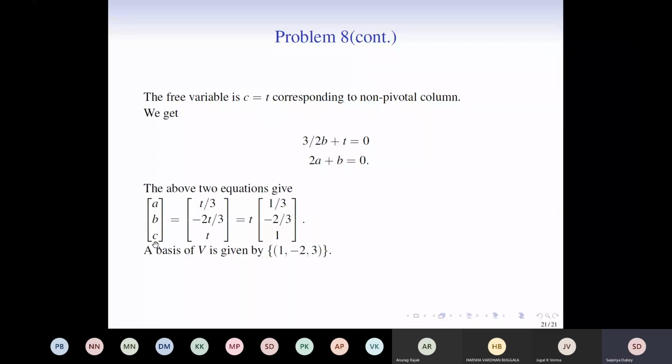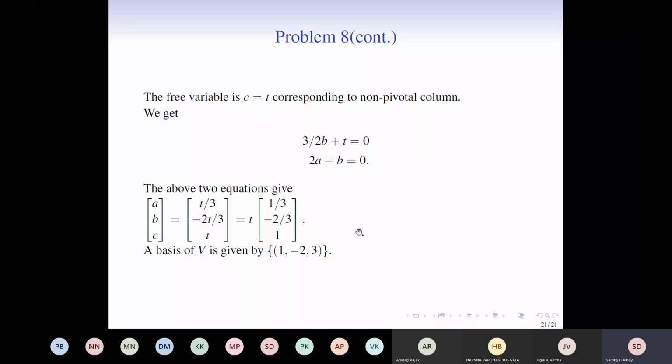So here a, b, and c. Here we see that a and b are dependent on c. c is a free variable. And from these two equations, we can get a and b in terms of the free variable c, which is set to be t. Okay, so we have all of a, b, c in terms of t. And then t is common, and therefore we get (1/3, -2/3, 1). All right, so this is a basis.